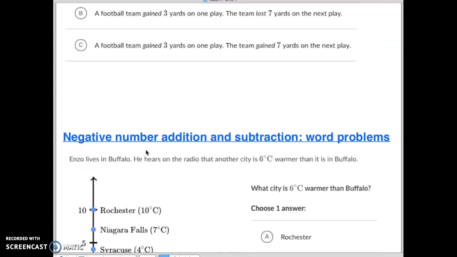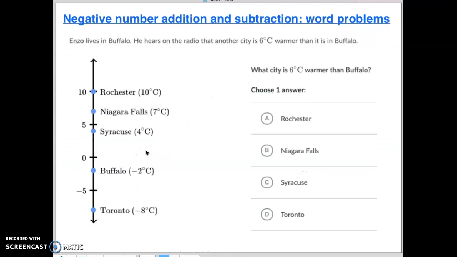Moving on. Let's do one more Khan today. Negative number addition and subtraction word problems. I know word problems scare us. They're not scary, guys. They're actually pretty easy. We just got to apply what they're telling us here.